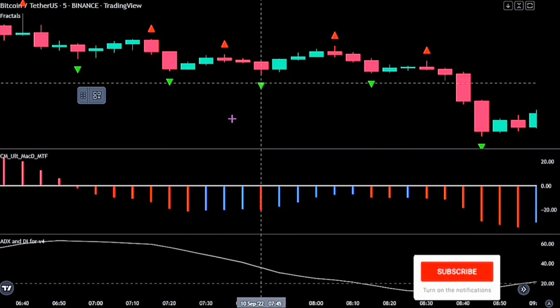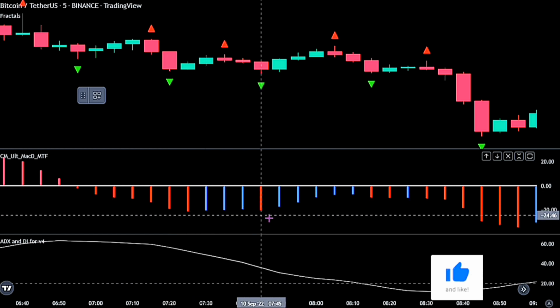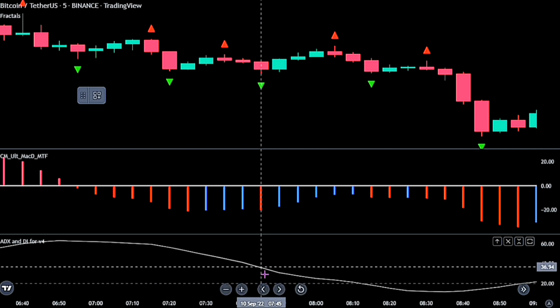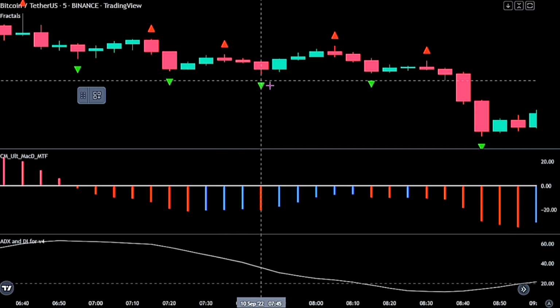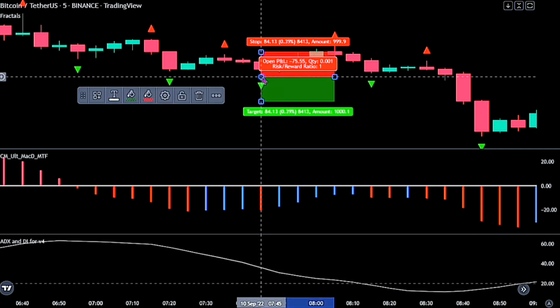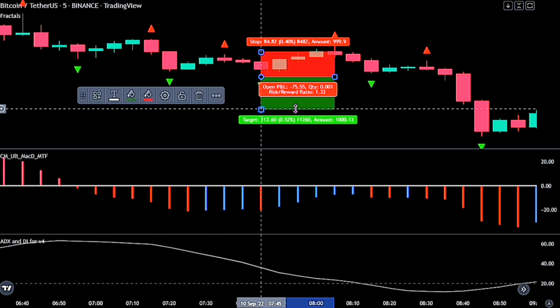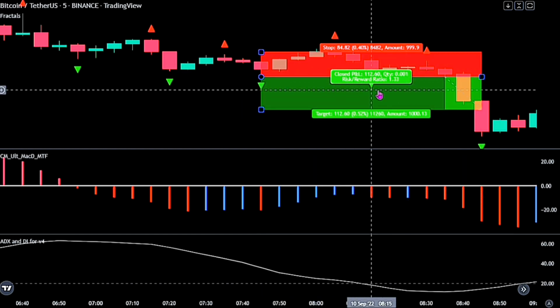So here we see we met our conditions, as our MACD is below the zero line, and we had a blue histogram before we got the red histogram. We can also see that the ADX is above a 20 threshold line, and our last fractal is a red triangle. We would place a sell stop at the bottom of this triggered candlestick, while our take profit is at 1.3 times the risk. We see the trade was successful.